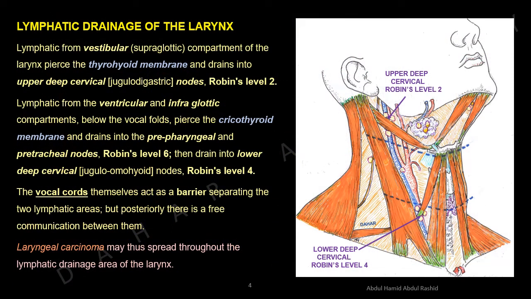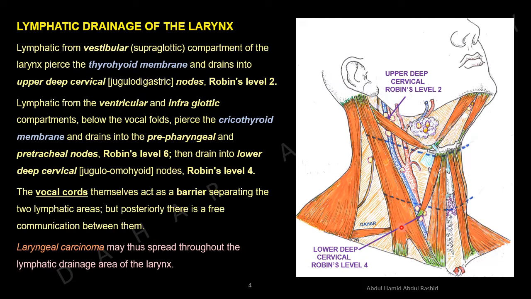Lymphatic drainage of the larynx. This is a very simple schematic diagram of the neck seen from the right anterolateral side. These are the upper deep cervical nodes, also called jugulodigastric nodes, and these are the lower deep cervical nodes, that is jugulo-omohyoid lymph nodes.